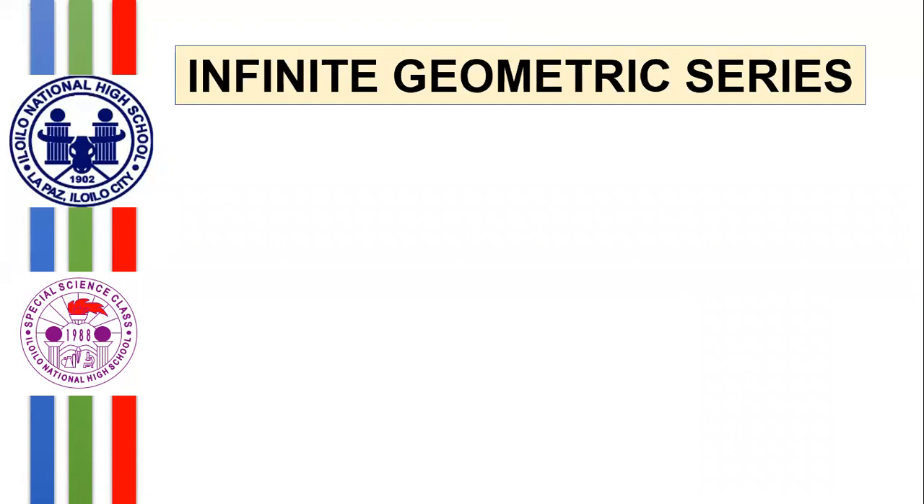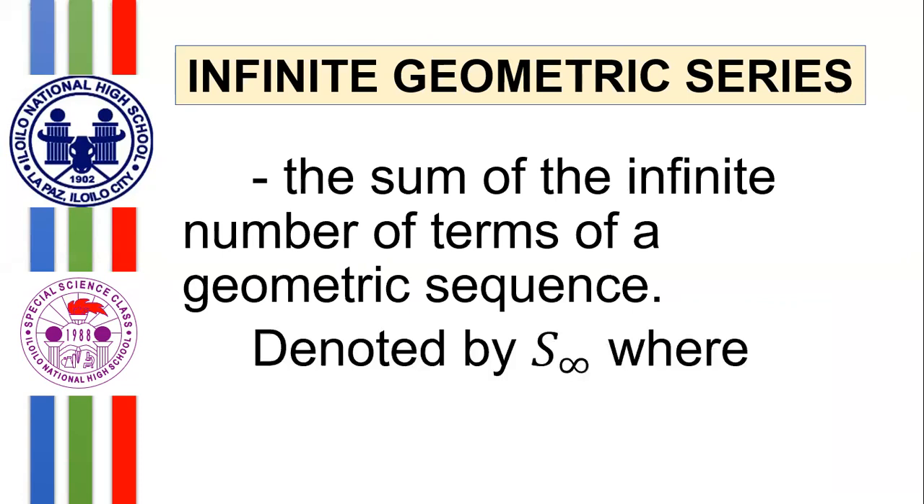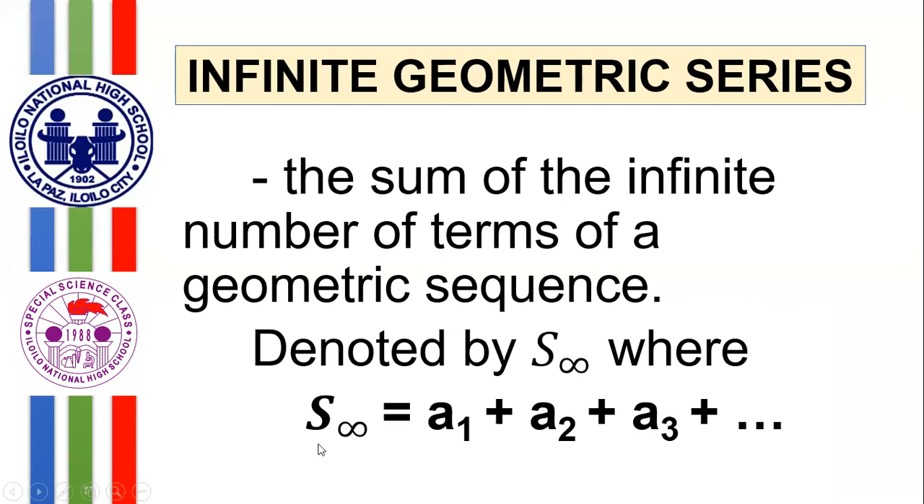When we speak about infinite geometric series, it is the sum of the infinite number of terms of a geometric sequence. And since we have infinite number of terms, we will denote its sum by S sub infinity, where S sub infinity is equal to the sum of the first, second, third terms, and so on. So in this case, there is no end to the terms that we are adding.